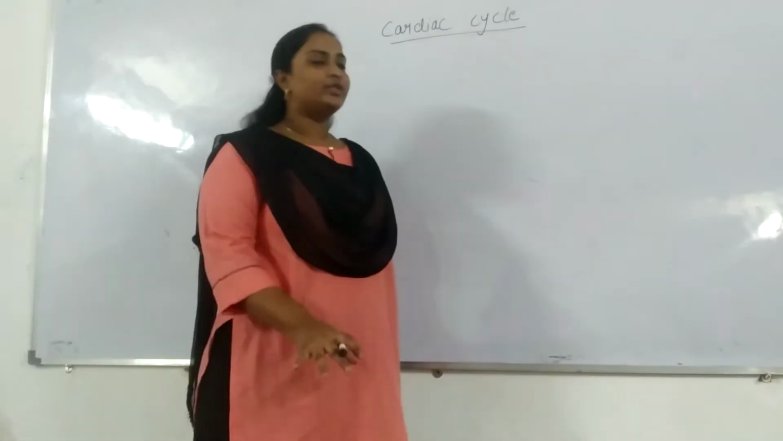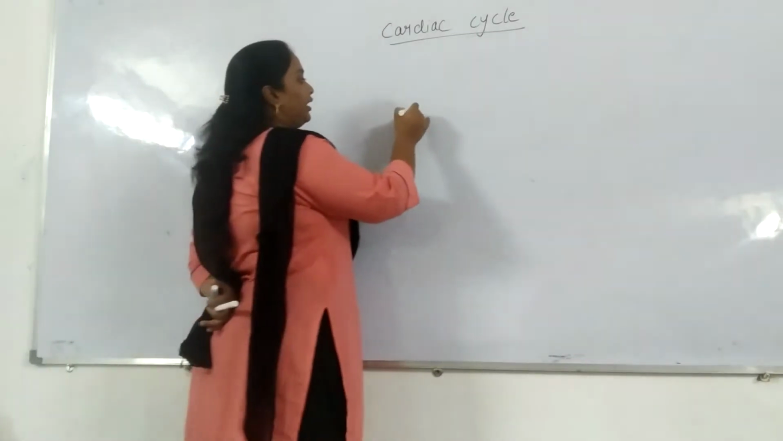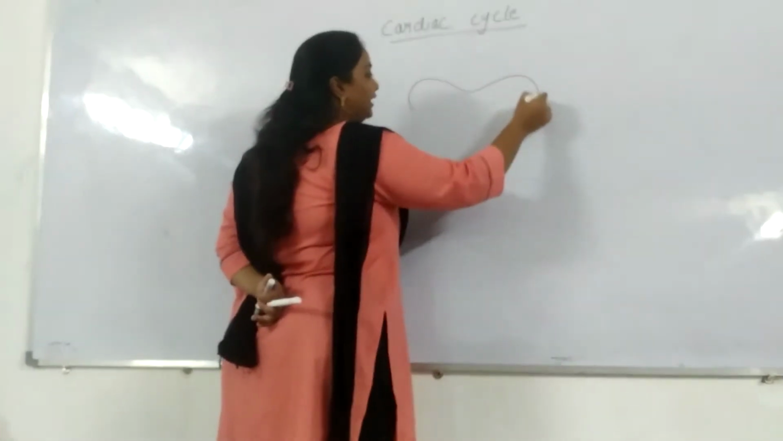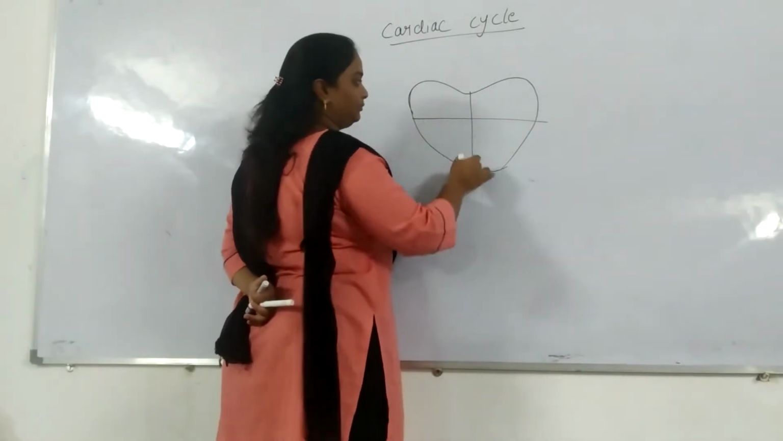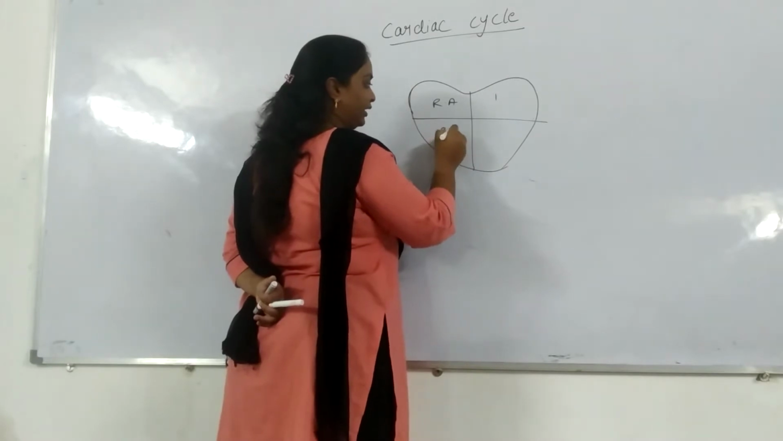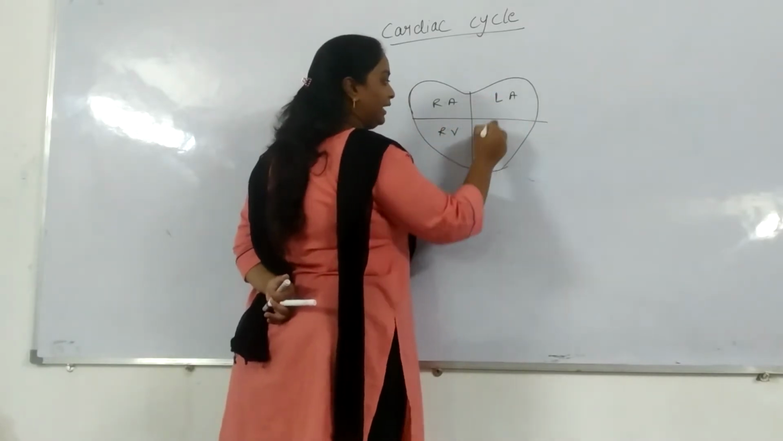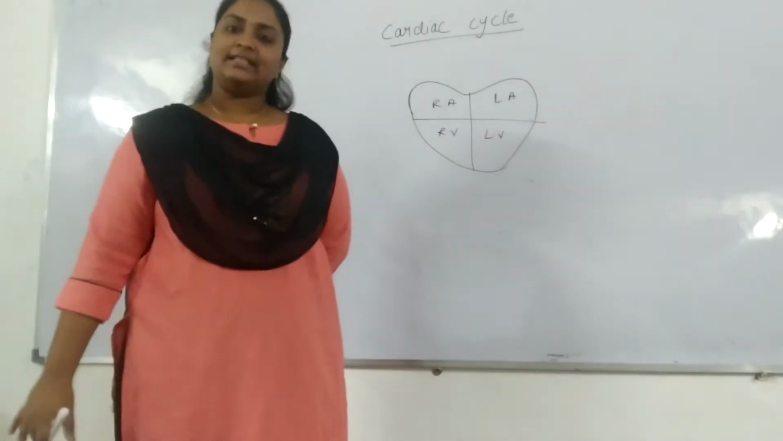Hello students. So our next topic is the cardiac cycle. Where does the cardiac cycle start? Initially, both the atria and both the ventricles will be in a relaxed state: right atrium, right ventricle, left atrium and left ventricle. All these four will be in a relaxed state. We call it the diastole state.